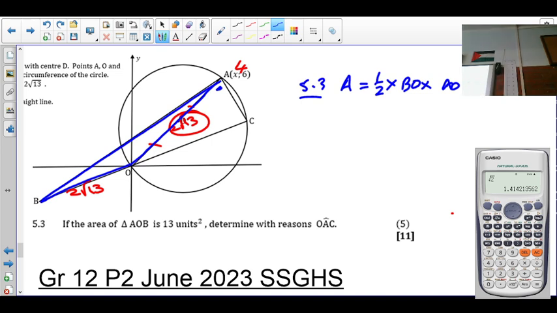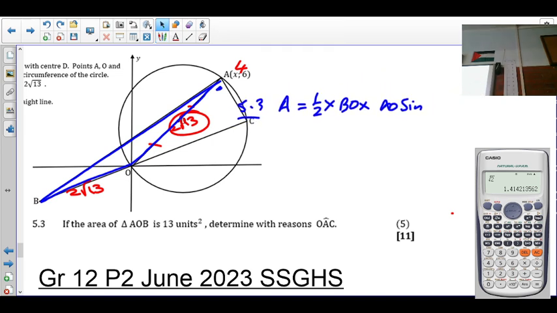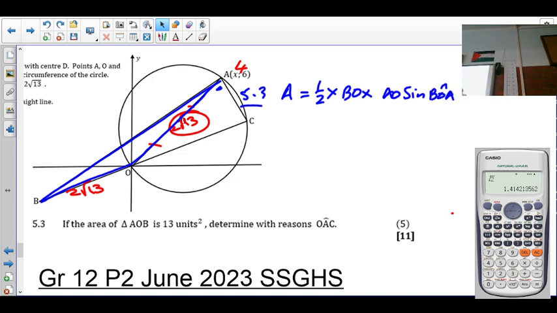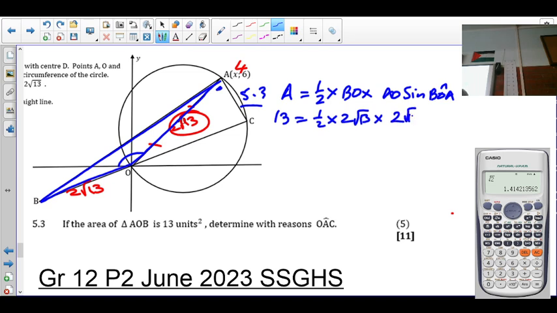Okay. So I'm going to pull this over. Can you see we've got these two lengths and an included angle? Can you see that, people? So the area of this triangle, as we said, is 13, which is equal to a half times BO, which is 2 root 13, times AO, which is 2 root 13, times sine of BOA.